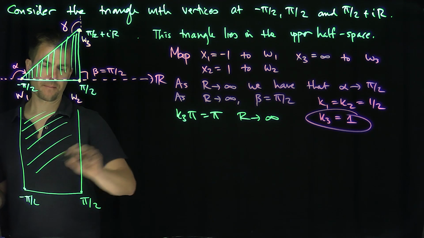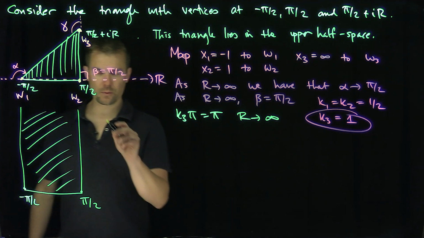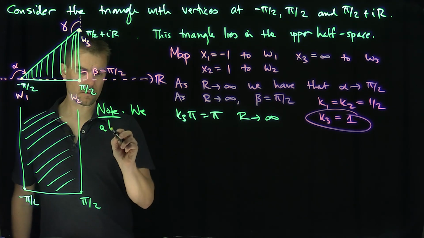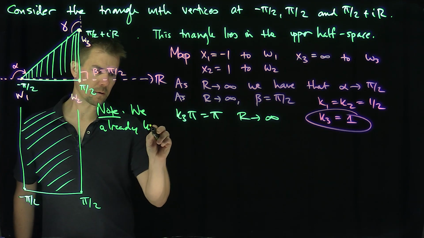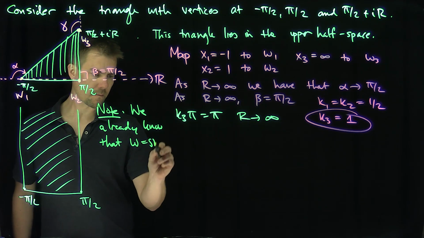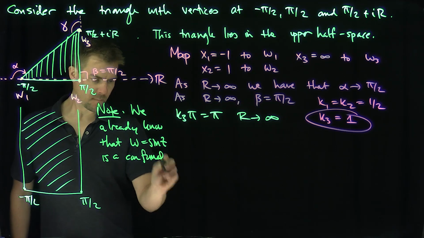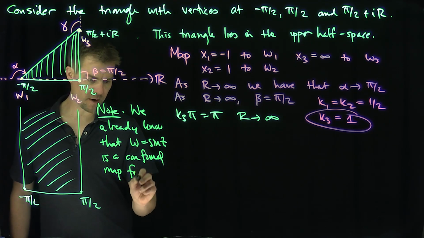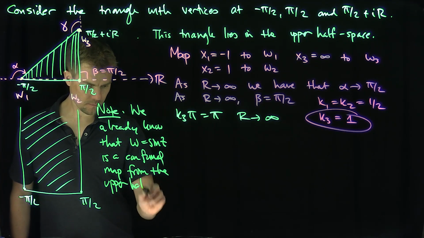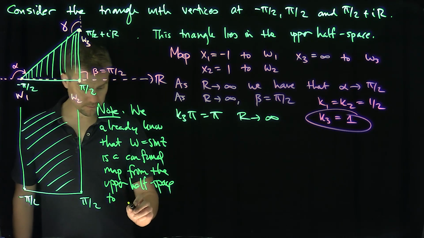And we know a conformal map that takes the upper half space to this. We've already seen that, right? That's sine, right? So we note we already have that sine of z is a conformal map from the upper half space to the strip.